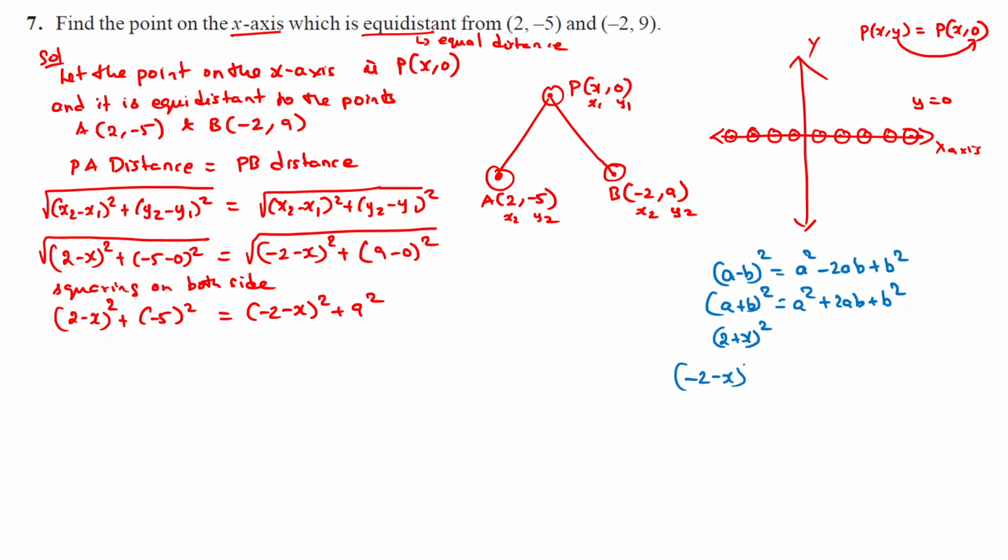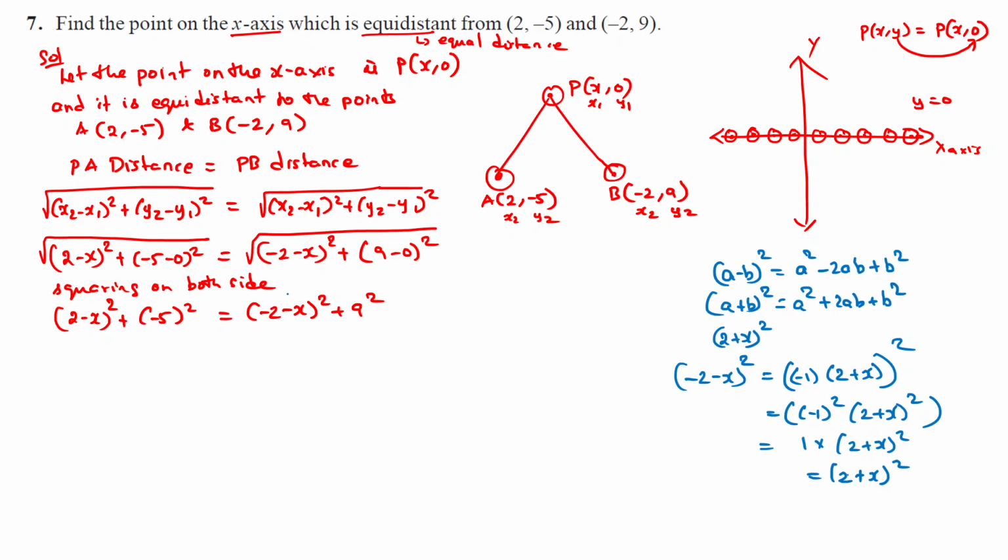Minus 2 minus x whole square can be written as 2 plus x whole square. How? In both terms negative is common, so we can take minus 1 as common. It becomes minus 1 whole square times 2 plus x whole square. Minus 1 square is 1, so 1 into 2 plus x whole square is nothing but 2 plus x square. So you should not worry about what formula we need to apply.